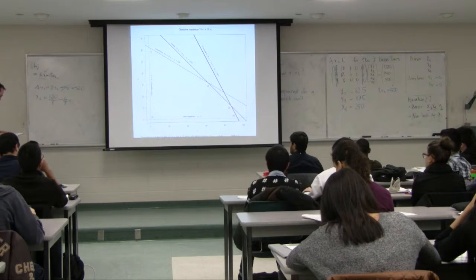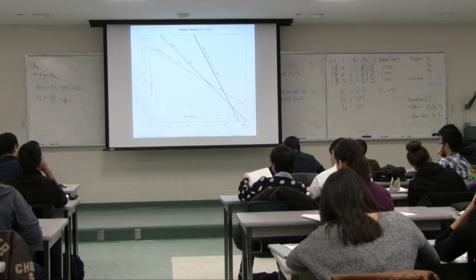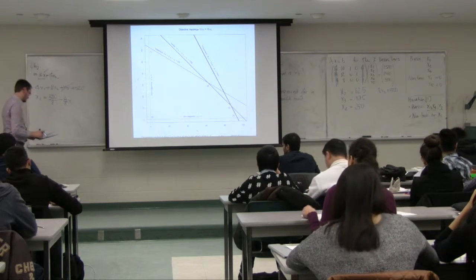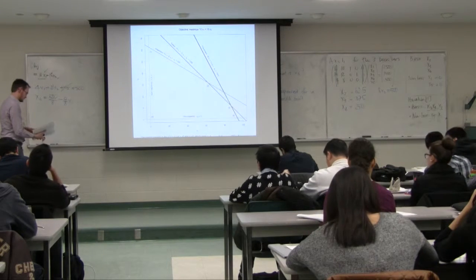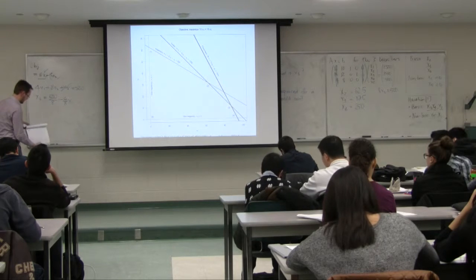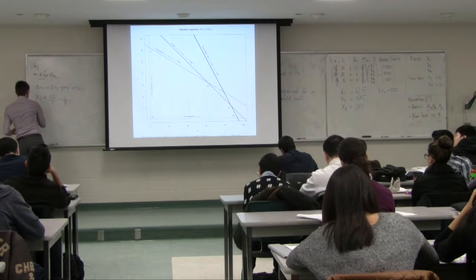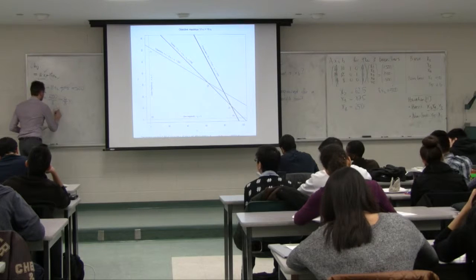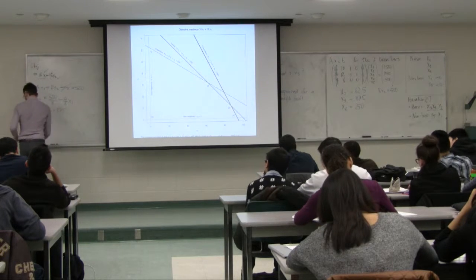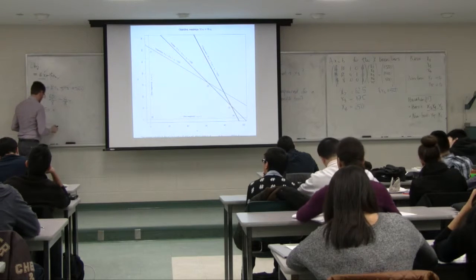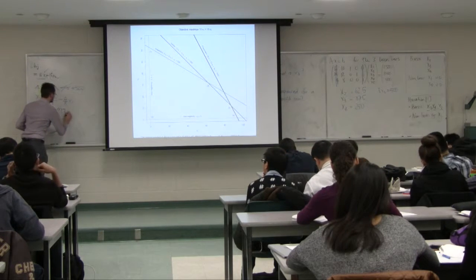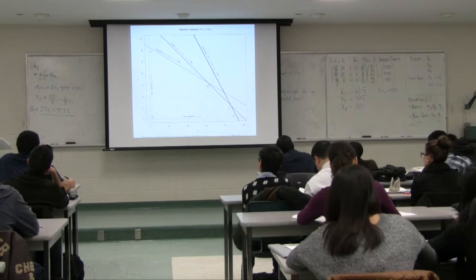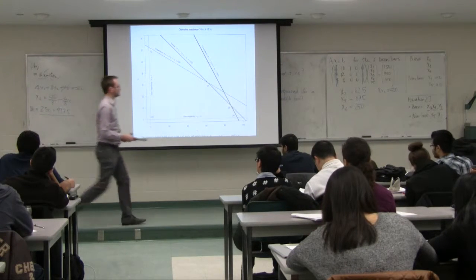Sub that in, and you'll get your revised objective function looking as follows. Okay, so sub in, your objective function is equal to 2.5x1 plus 937.5. For those of you that can't see it on the other side, your objective function is 2.5x1 plus 937.5.